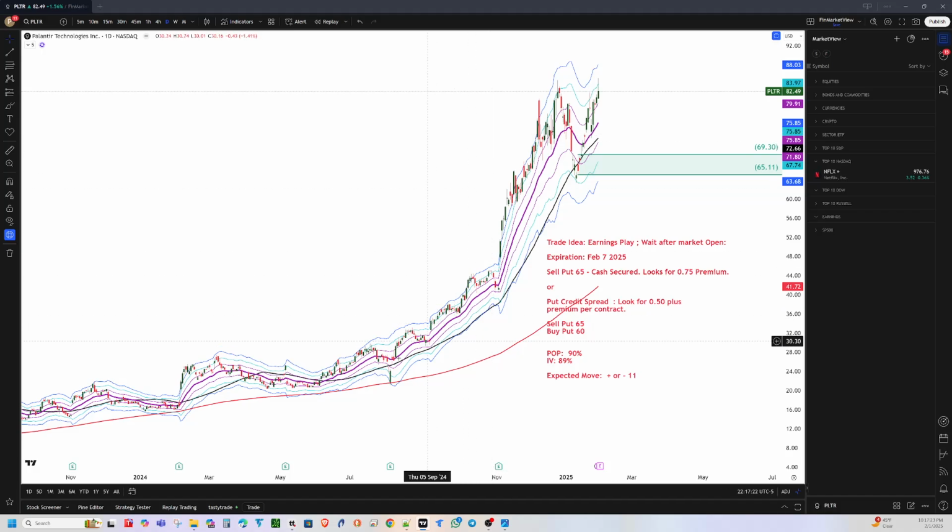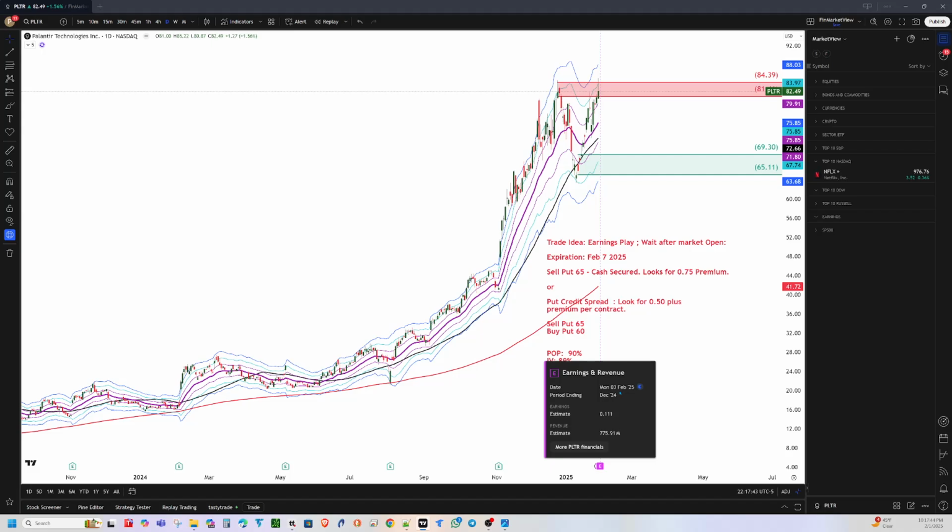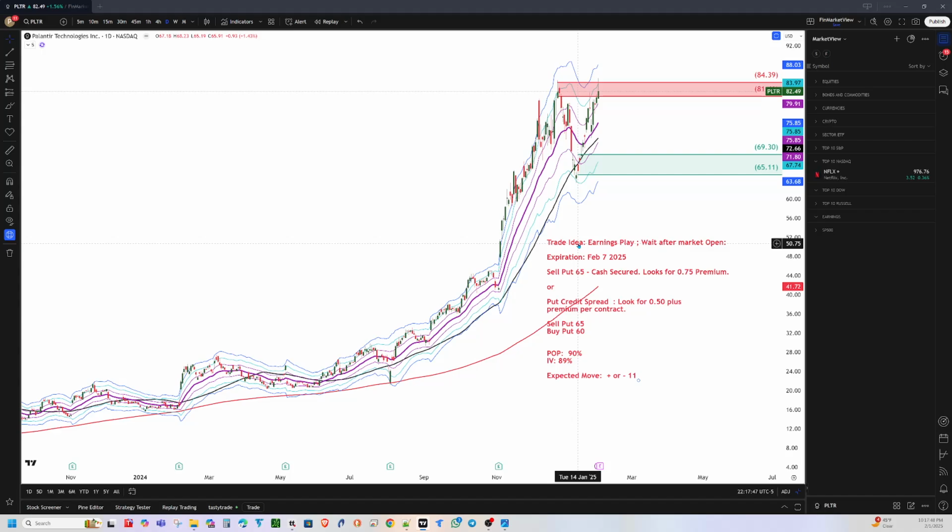PLTR is in a nice uptrend, and there was a sell-off last month, and then again it made this support zone at 65, and right now it's back to this minor support area. PLTR earnings are on Monday after close. So here is the trade idea. It's an earnings play, and it's on the option side.